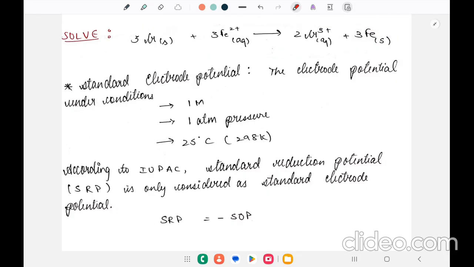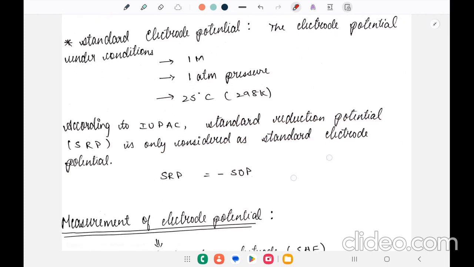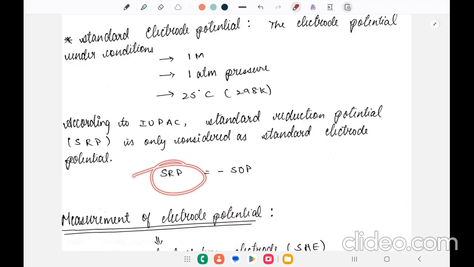First we'll complete what is the standard electrode potential. So it is the electrode potential under certain conditions, that is, the concentration of the species should be this much and the pressure should be this much, and it should be under 25 degrees Celsius. And according to IUPAC, the standard reduction potential is only considered as the standard electrode potential. So here the standard reduction potential is also equal to standard oxidation potential, but the signs will be reversed.